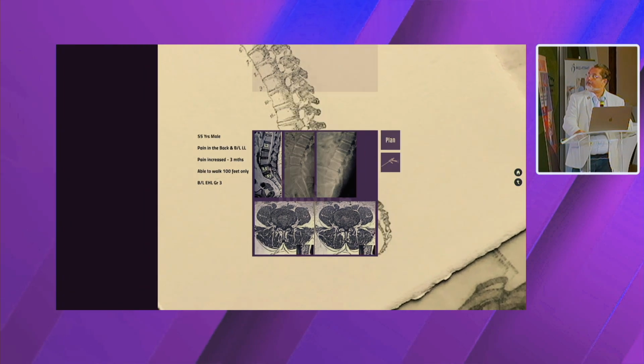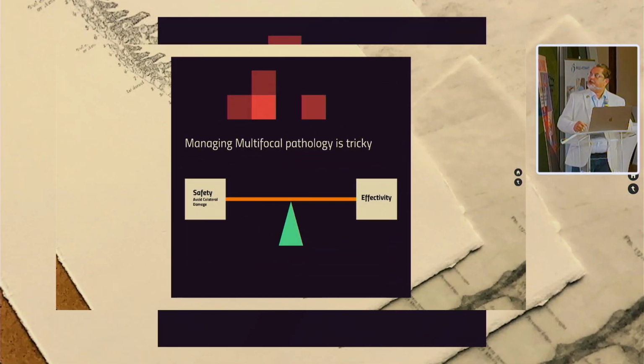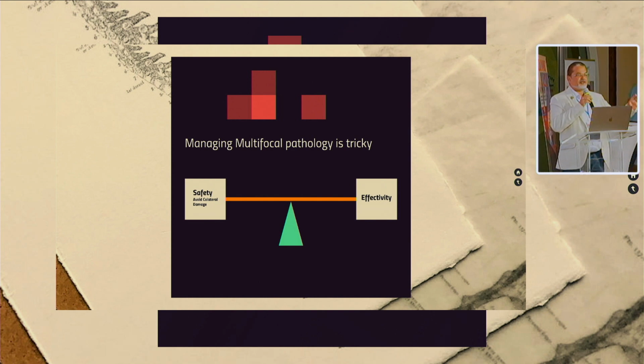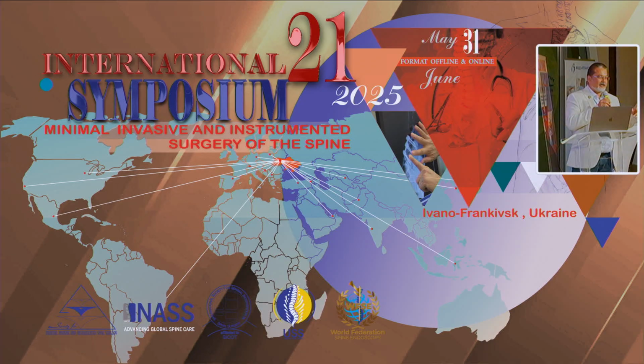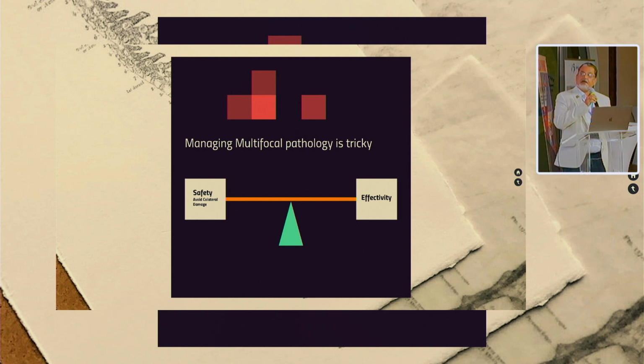Managing multifocal pathology is tricky. Though you are equipped with the armamentarium of full endoscopic surgery with transforaminal, extraforaminal, transpedicular, translaminar, or interlaminar surgeries, sometimes you still have difficulties. You may have to opt for more than one technique to take off the entire pathology. But by and large, if you plan your surgery well, depending on the patient's symptomatology and radiograms, then you'll be able to do it.